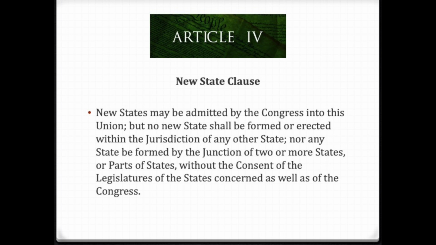In addition, two states or parts of a state cannot become states without the consent of the various state legislatures and Congress. Although the original version of the Constitution included a requirement that each new state join the Union on equal footing with the other states, the language was removed before the document was approved. Nevertheless, Congress has always granted new states rights equal to those of existing states.